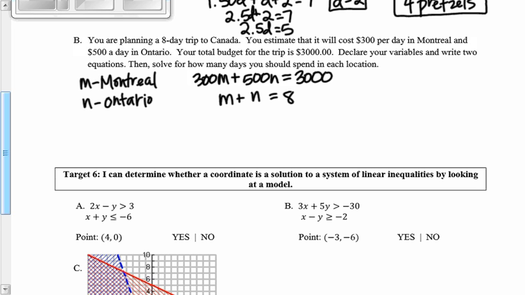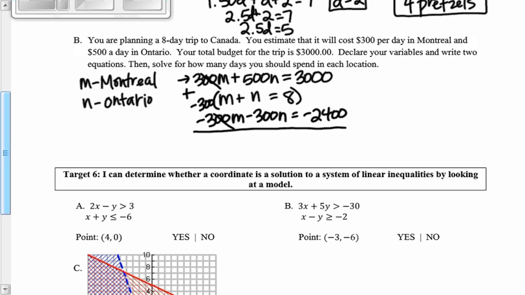I'm going to choose to multiply this bottom equation by negative 300. So that gives me negative 300m minus 300n equals negative 2400. And now I'm going to add it together with this top line. So the m's cancel out. For the n's, we have 500 minus 300, so a total of 200. And then I have 3,000 minus 2,400, which is 600, which means n is 3.